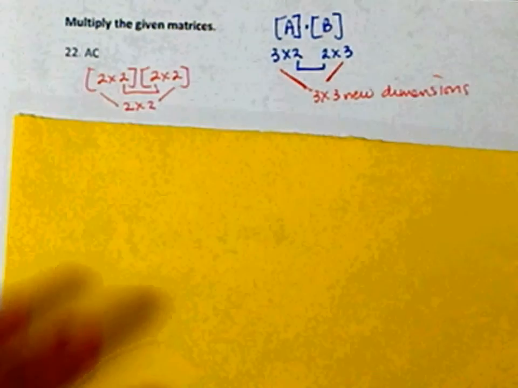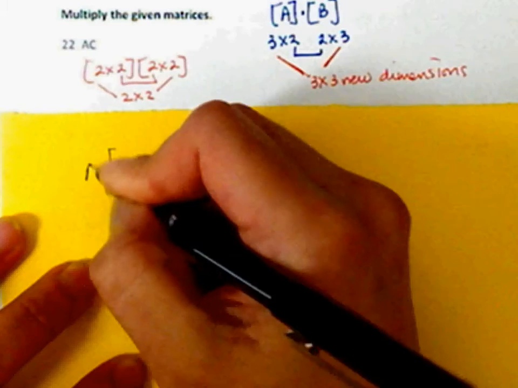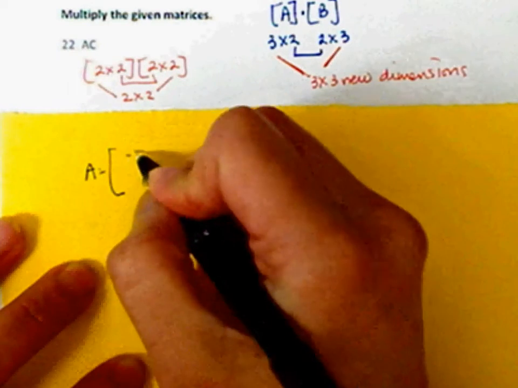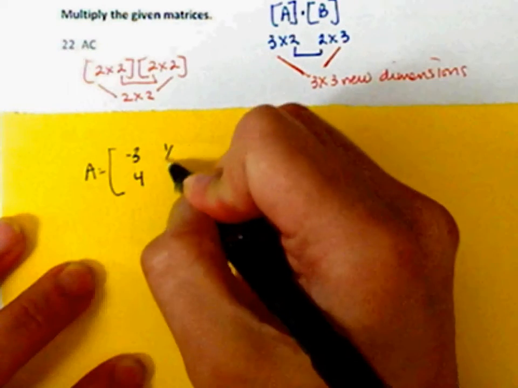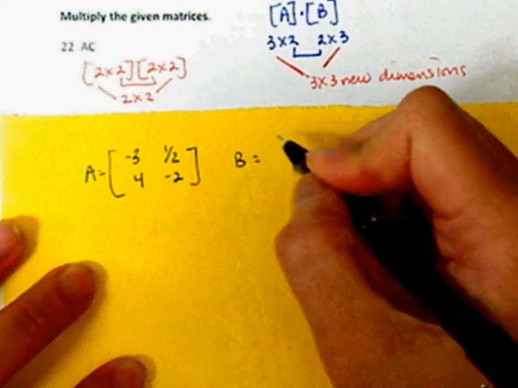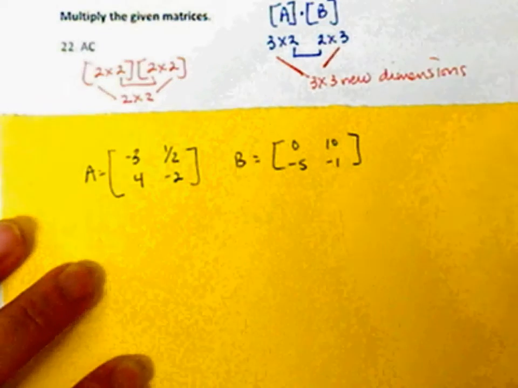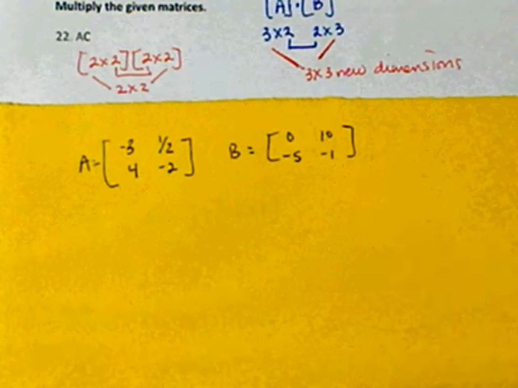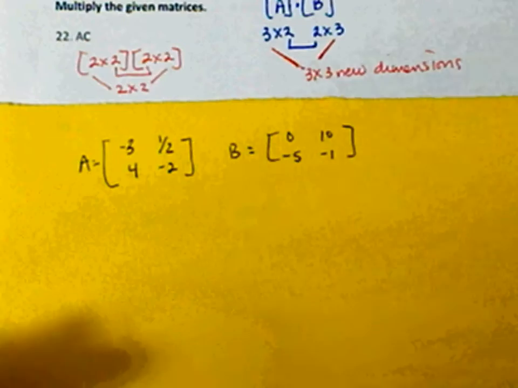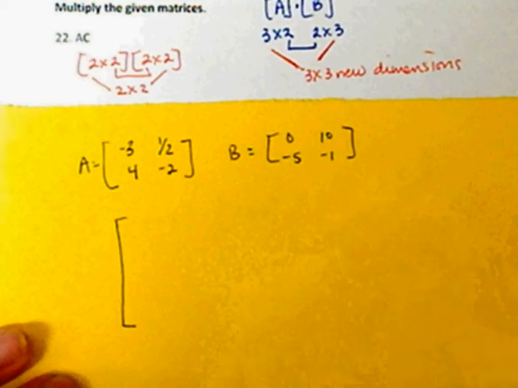Because I don't have room. Your A is equal to negative 3, 4, 1/2, and negative 2. Your B is equal to 0, negative 5, 10, and negative 1. Okay? You want to multiply, and this is how you multiply. This is your new dimension. It's going to be a 2 by 2.